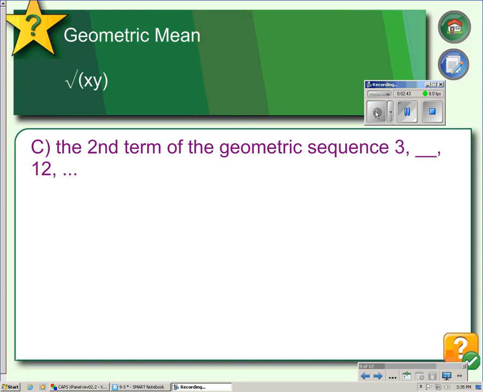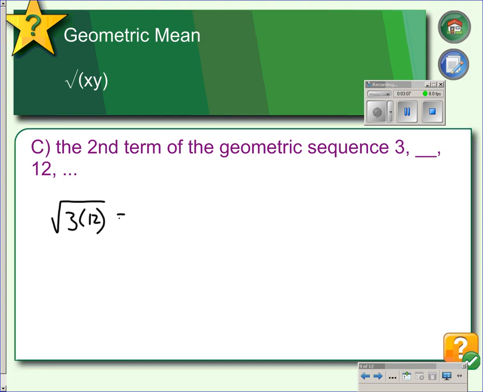As with the arithmetic sequence, you have an arithmetic mean. There's also a geometric mean. So if you have 3 terms in a sequence and you're missing the second of the 3 terms, then you can use the geometric mean formula to figure out that middle term. So we would say square root of 3 times 12, which is a square root of 36, so that's 6. So this term in the middle is 6. If you calculate your common ratio, 6 divided by 3 is 2. 3 times 2 is 6. 6 times 2 is 12, so it works.